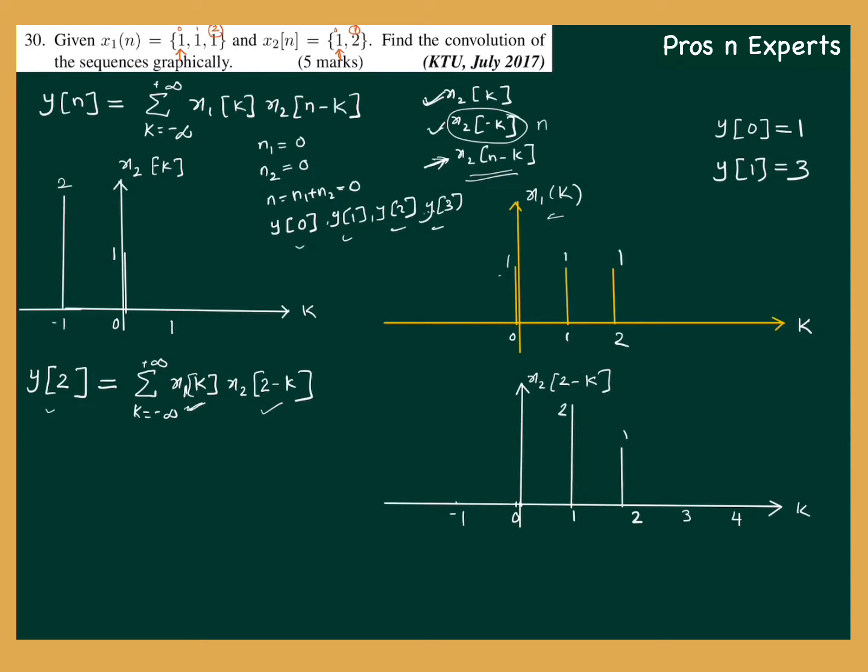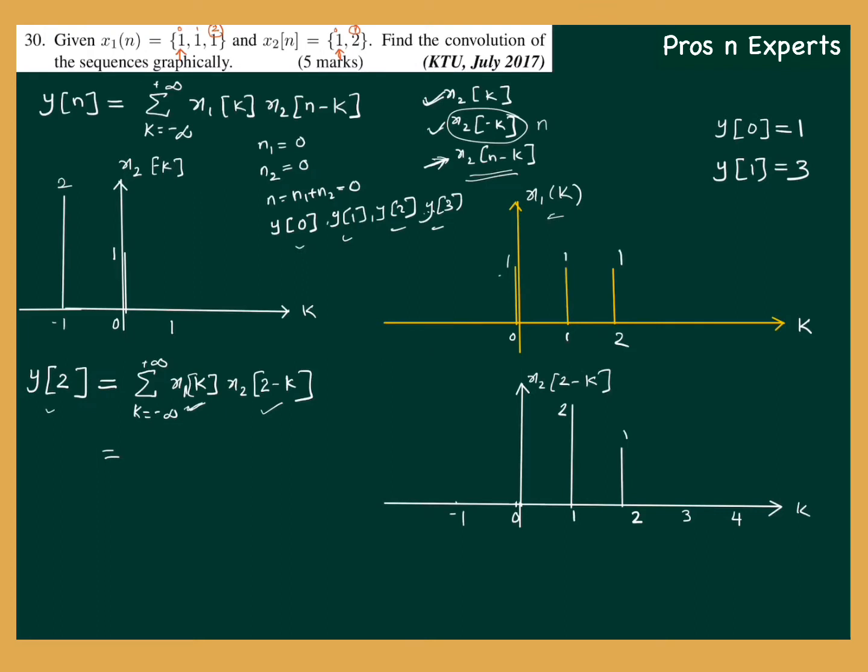Obviously x2 of 2 minus k is x2 of minus k shifted 2 units to the right. So this sample occurs at n equal to 1 or k equal to 1, right? Okay, so let us get back to the equation. We have to find out y of 2. That is, first you have to multiply x1 of k into x2 of 2 minus k and summate all the products.